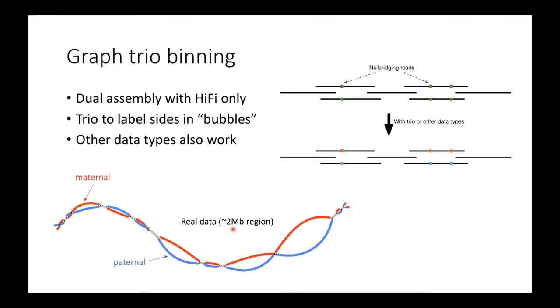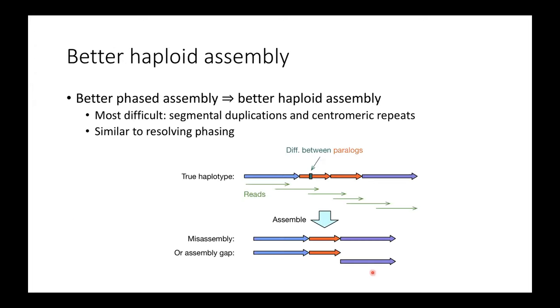After the labeling, if you want to assemble the maternal genome, it's very clear. You just trace this red line and you get the maternal contig, that's a 2 megabase maternal contig. Then you trace the blue line and you get the 2 megabase long paternal contig. This is basically how HiFi works and how HiFi resolves the phasing information and still gives you long contigs.